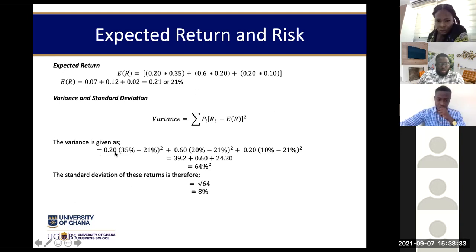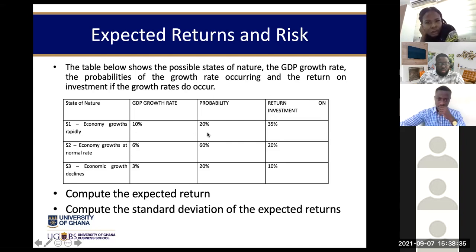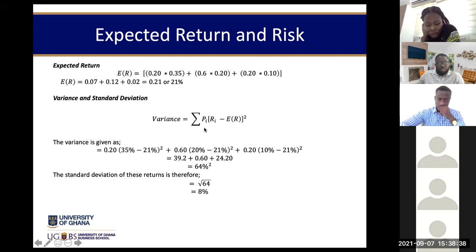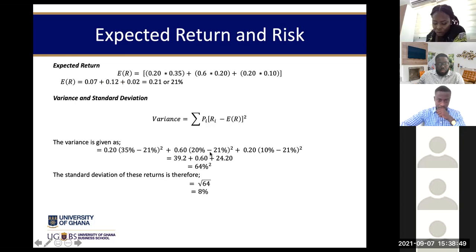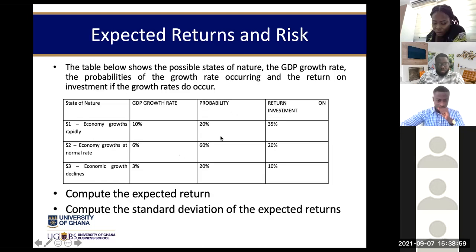Probability. The probability of a growing economy. Okay, so there's a probability. Then let's go to the next one. What's the return in a normal economy? It's 20%. Okay, so 20% minus the expected return of 21%. Again, what do we do? Square. And then we multiply by the probability of a normal economy, which is given as 60%. Is that okay?